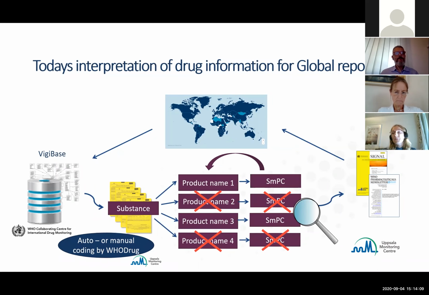So after this manual review, some products may be excluded because we could not find any additional data that supported that the effect was seen from these particular products.